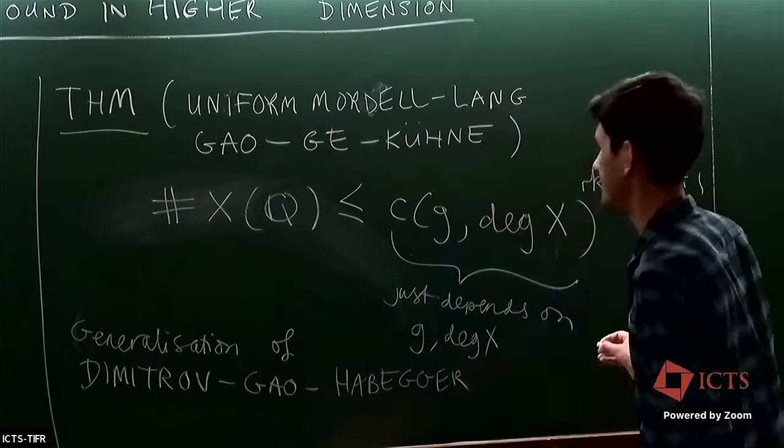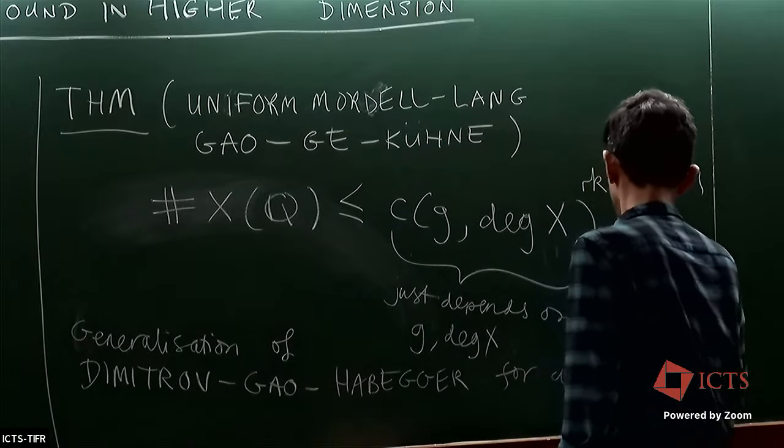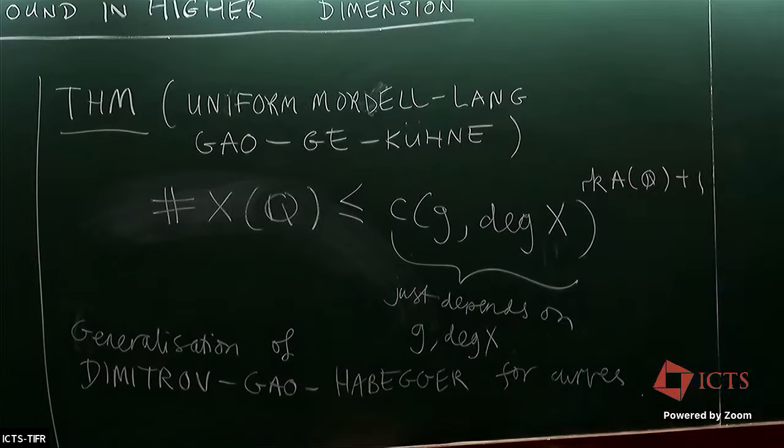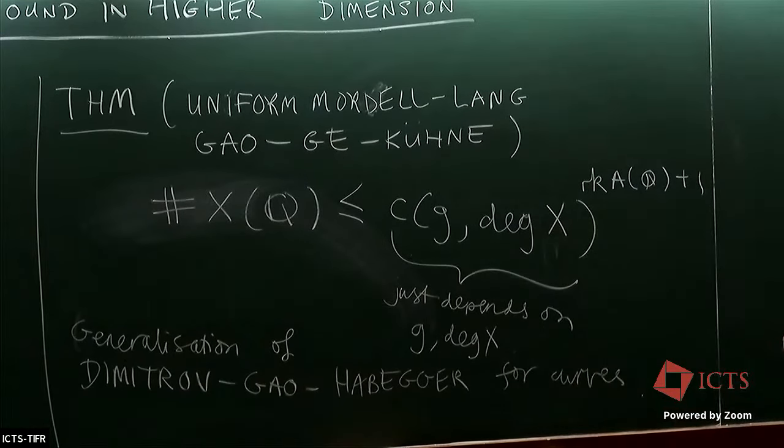The curves, which essentially has exactly the same statement, where A is then the Jacobian. So this is the best general result, but in the case of curves, we know if the rank is less than the genus, then you can get an improved estimate, which is improved in two ways.